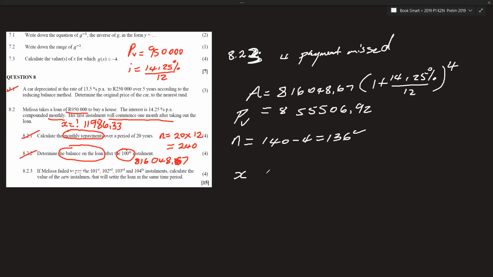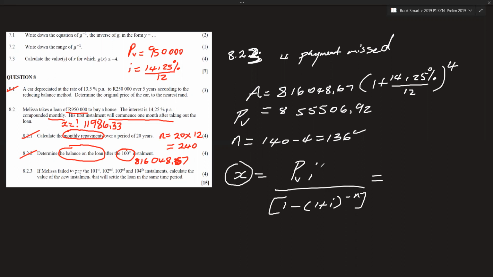Remember, as I showed you before, x was PV times i all over 1 minus 1 plus i to the negative n. This is a skill that you need to know. Always know how to make the variable you're solving for the subject of the formula before you substitute, because it makes your work so easy. After you write it in this form, you can just substitute and press the calculator.